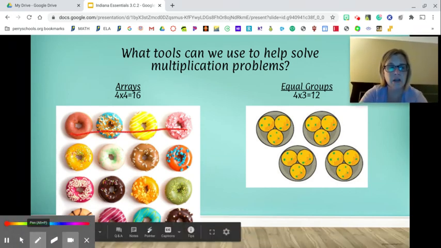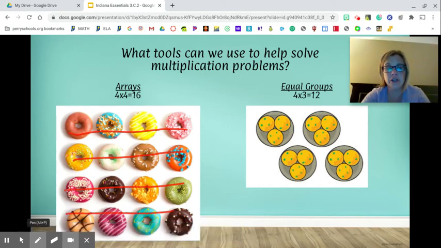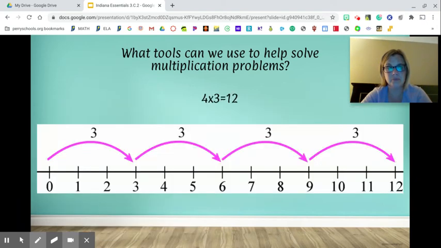So I have 1, 2, 3, 4, and there are 4 in each row. 1, 2, 3, 4. This is an array. It has equal rows with the same number of objects in each row. So 4 times 4 is 16. Today, what we're going to be doing is using the number line to show multiplication as well.